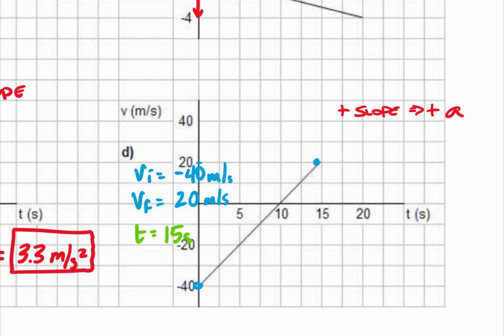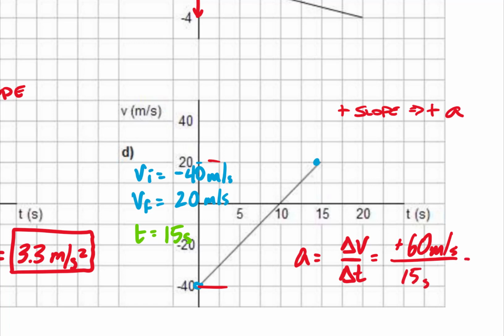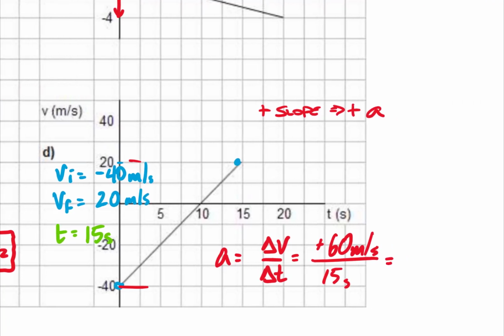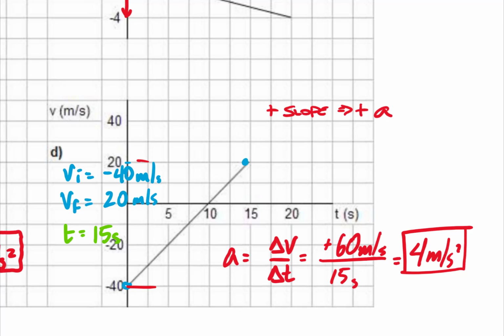So if we're going to calculate our acceleration from this, it's the change in velocity over the change in time. When my velocity goes from -40 all the way up to 20, that change in velocity is positive 60 meters per second divided by a time of 15 seconds. So that comes out to be positive 4 meters per second squared. That's how we would get acceleration from a velocity versus time graph. We're going to find the slope of that straight line.